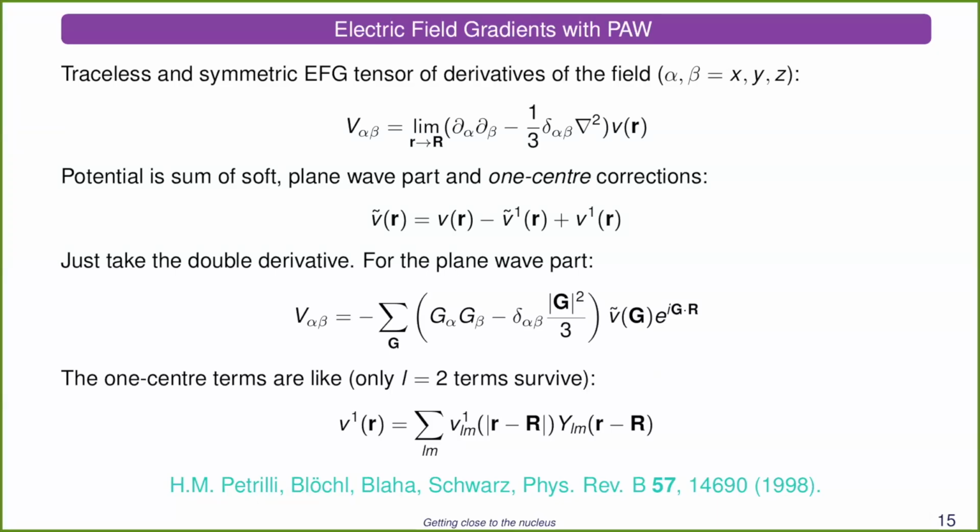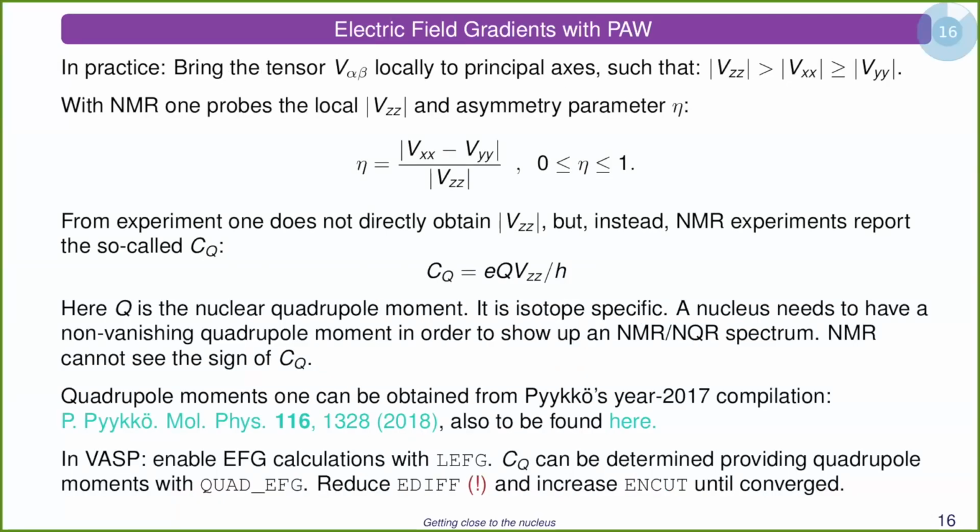Okay, so these are the formulas. In principle it is rather simple. You don't have to do anything additional. You just do a self-consistent calculation, and after you have obtained all your orbitals and your potential, you just calculate this and you get your field gradient tensor.